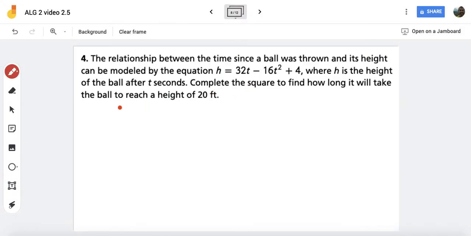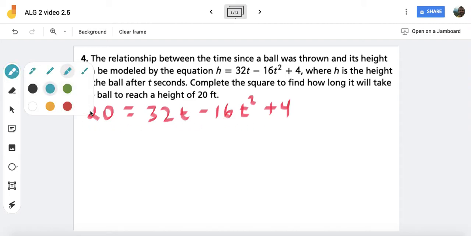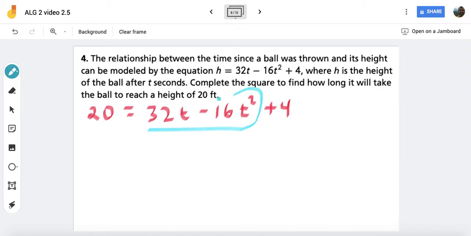20 is going to go in for h, so I'm going to have 20 on this side already equaling. I was going to do a shortcut, but I don't want to confuse you yet, so I'm just rewriting the equation. Now, if you recall before, we need to have all the constants to one side. There are different ways to do this, but I'm going to move these over to the left-hand side by adding 16t squared and subtracting 32t. At the same time, I'm going to subtract 20 from both sides to bring it over to this side.